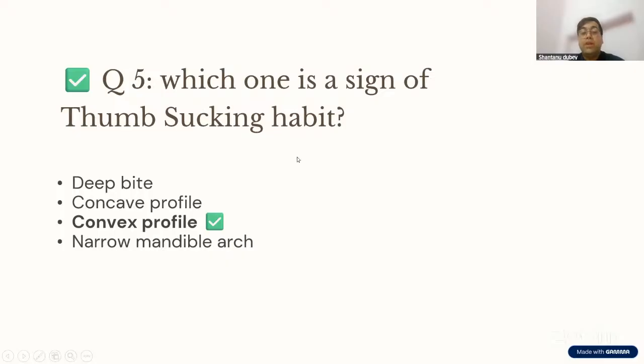Now deep bite. We understand that thumb sucking causes open bite, so how can it be deep bite? That is also out of the park. The only two real options left are concave profile and convex profile. Whenever the patient is sucking thumb, he is basically pushing the upper front teeth forward and the lower teeth backward. So this would give a convex profile. That is why the answer is convex profile.